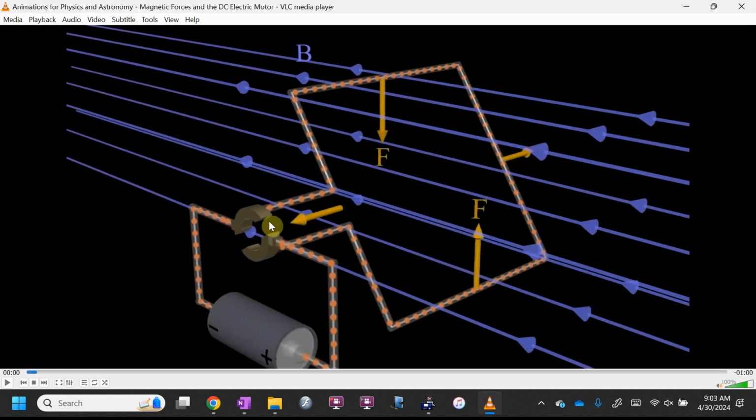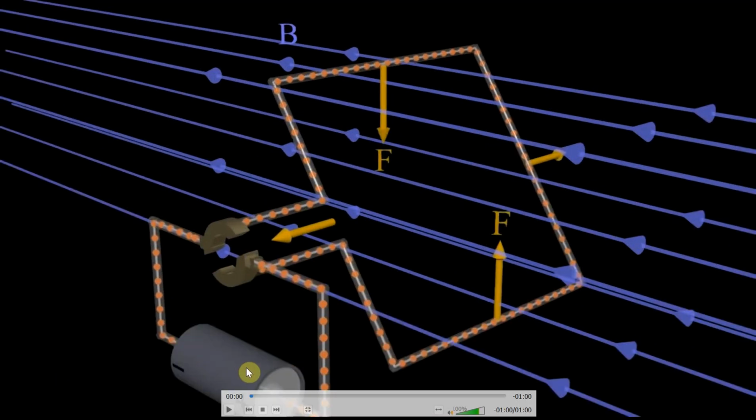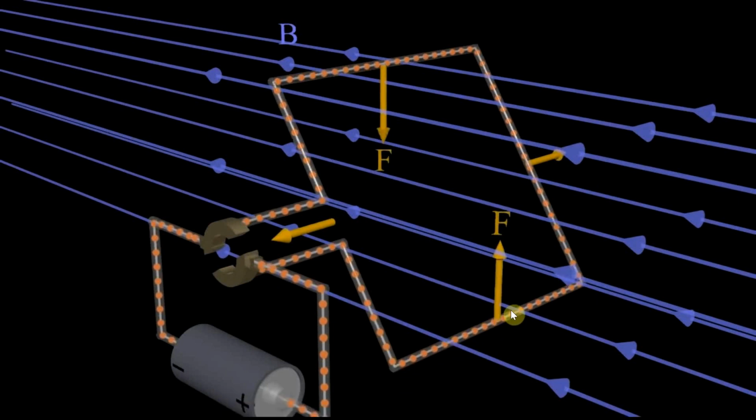So you can see what we've done is we have a gap right here. This is called a split ring commutator. What we want to make sure is that here's the positive of the battery. Let me make this full size. Here's the positive of the battery, current going up. We always want the current right here going into the page. We always want the force on the right-hand side of this loop to be up. We always want the force on the left-hand side of this loop to be down. So let me start the motor.